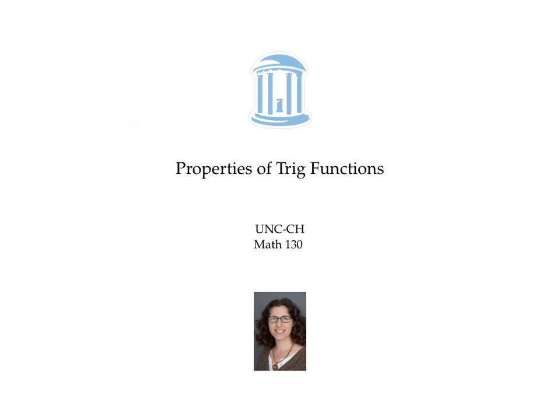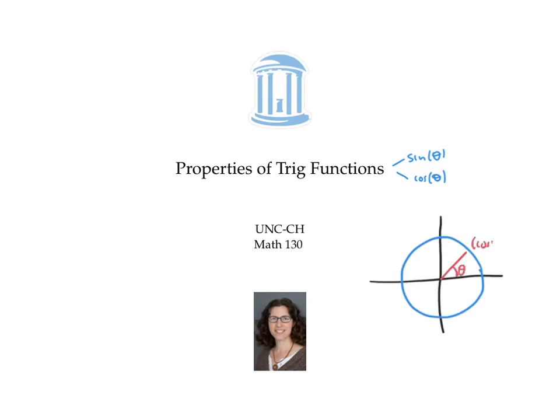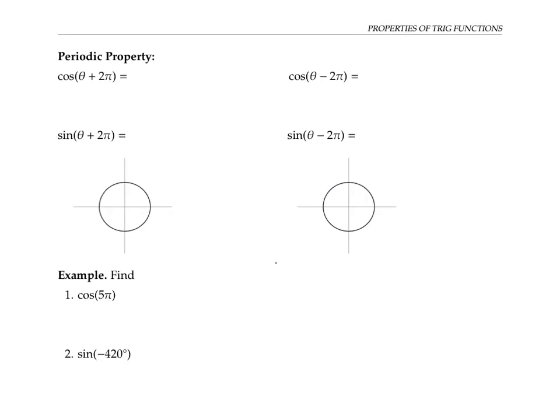This video gives 3 properties of the trig functions sine and cosine that can be deduced from the unit circle definition. Recall that the unit circle definition of sine and cosine for an angle theta is that cosine theta is the x-coordinate and sine of theta is the y-coordinate for the point on the unit circle at angle theta. The first property is what I call the periodic property. This says that the values of cosine and sine are periodic with period 2 pi, and what that means is that if you take cosine of an angle plus 2 pi, you get the same thing as just if you took cosine of the angle.